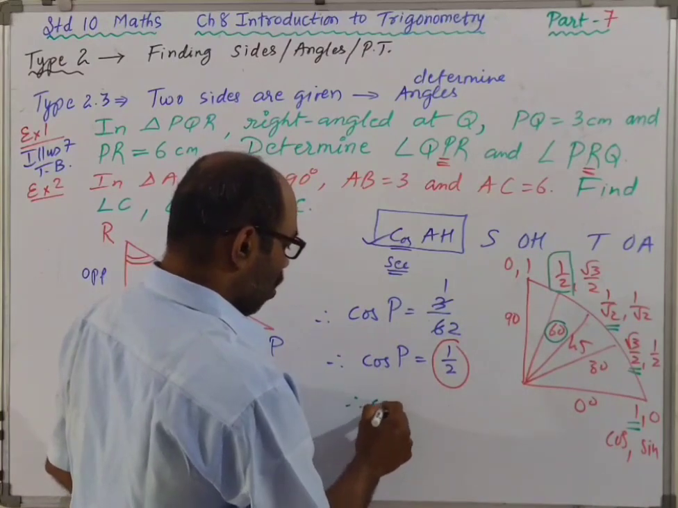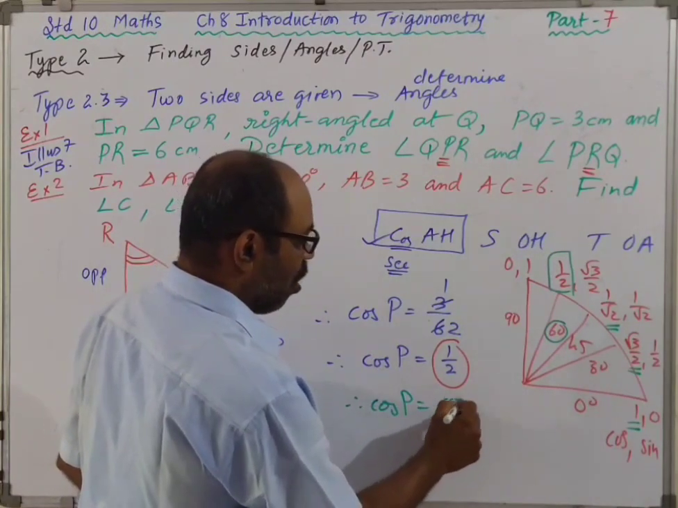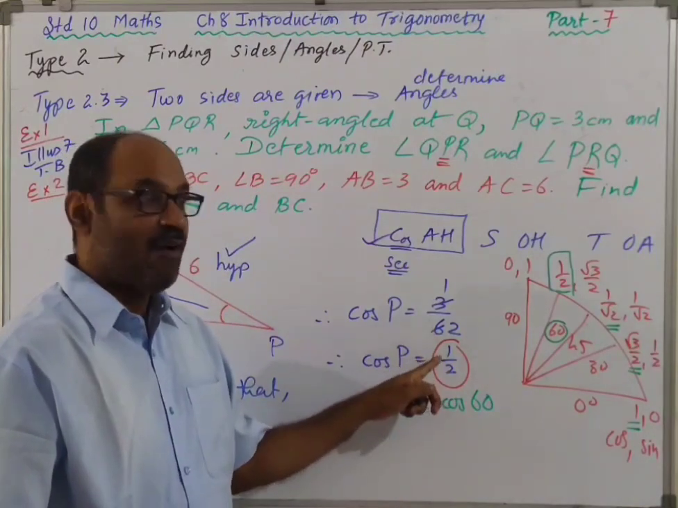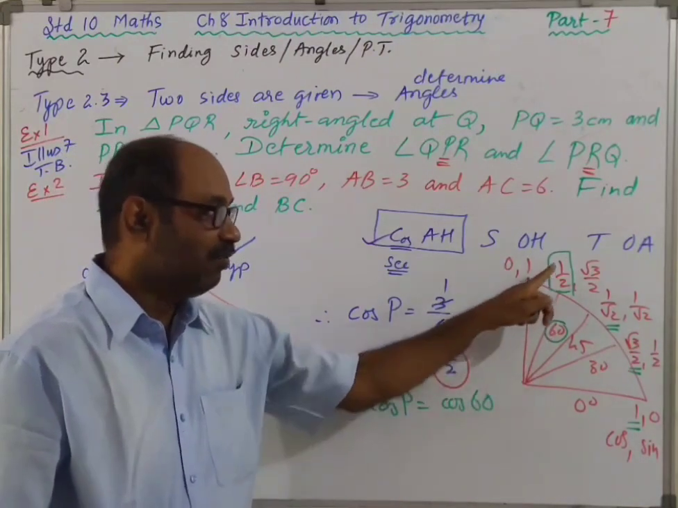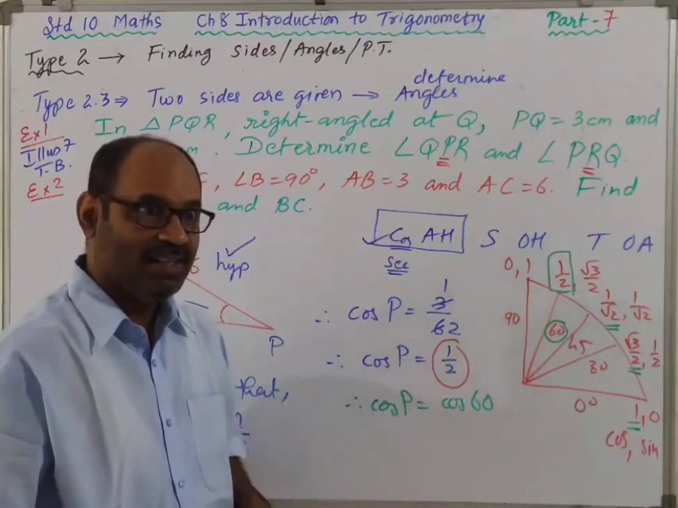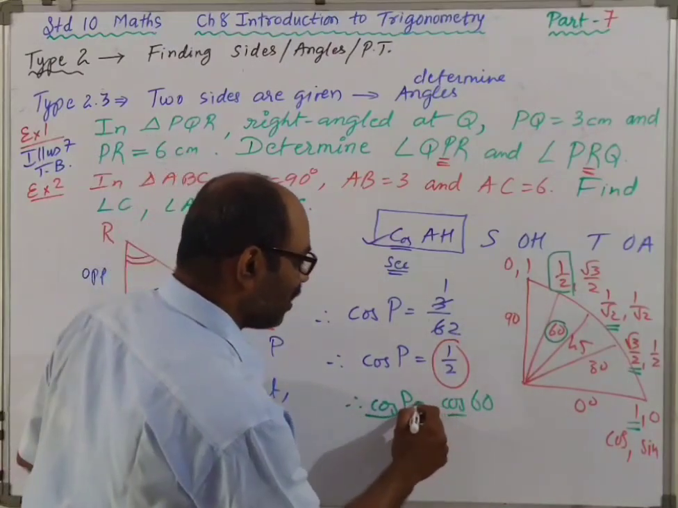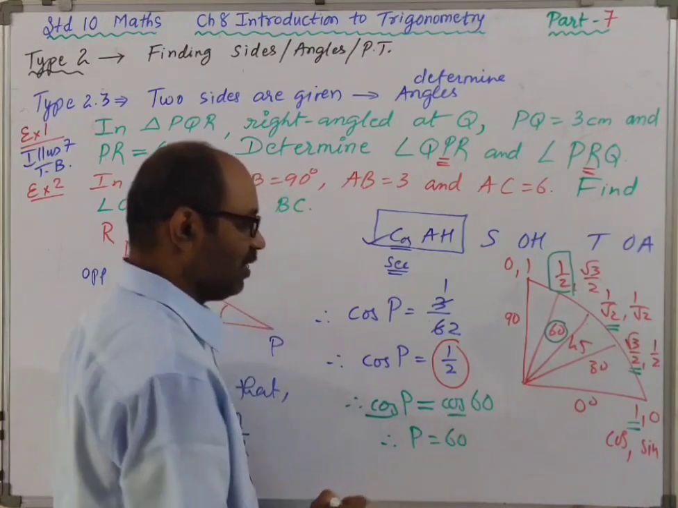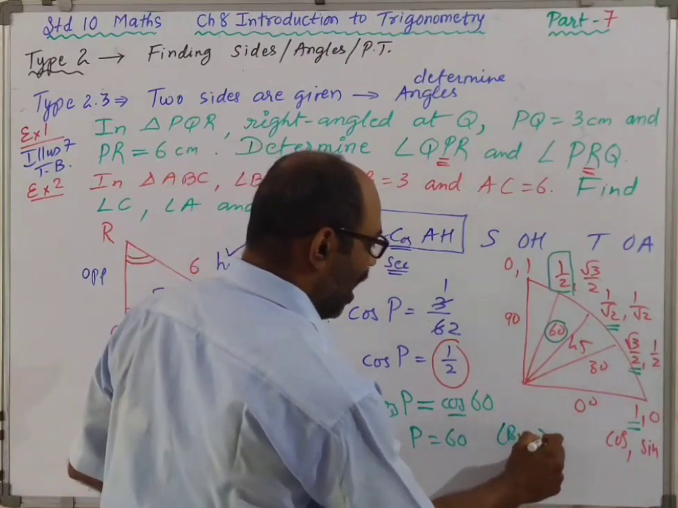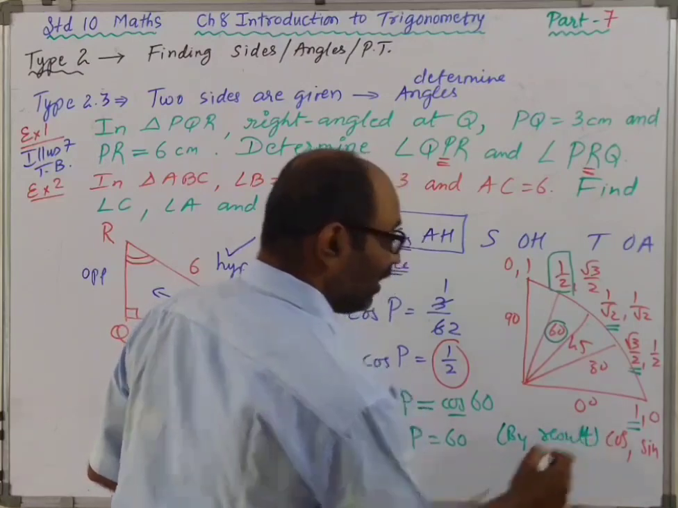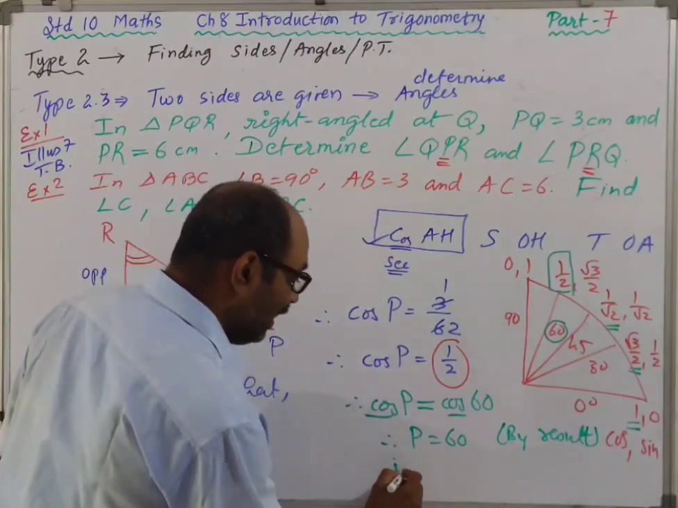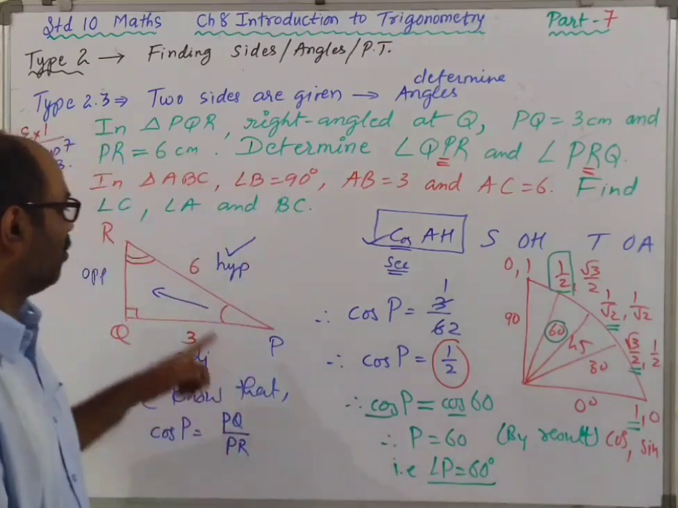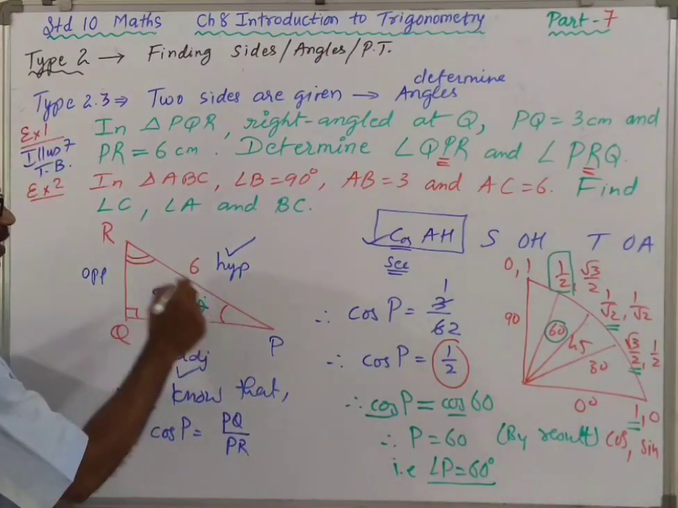So therefore, cos P is equal to cos 60. For this half, I wrote cos 60. Now see, cos values are equal. Therefore, P is equal to 60 by the result. We saw that result, right? That is, angle P is 60 degree. That is the meaning. So you got the 60 degree.